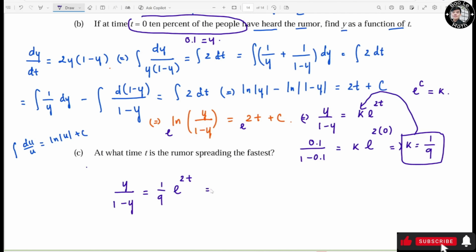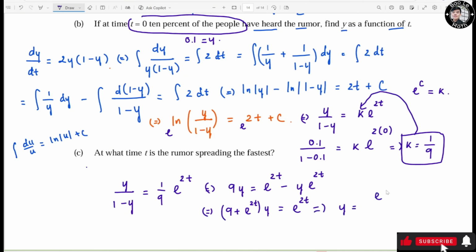Now we're going to cross multiply, so it could be 9y = e^(2t) - y·e^(2t). So it's going to be (9 + e^(2t))y = e^(2t). I divide both sides by this, so y = e^(2t)/(9 + e^(2t)). This one is the final answer.